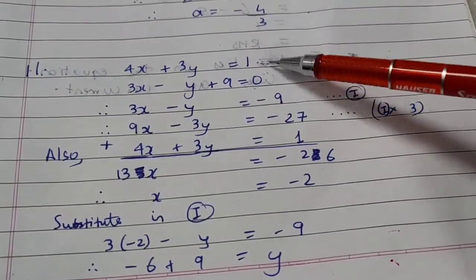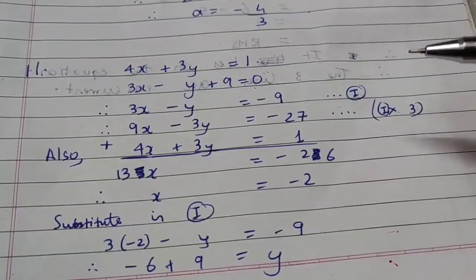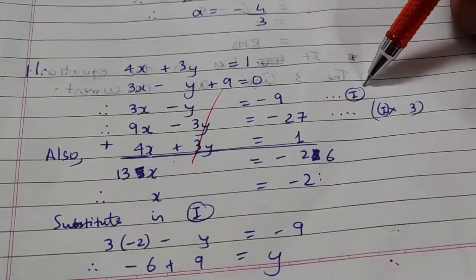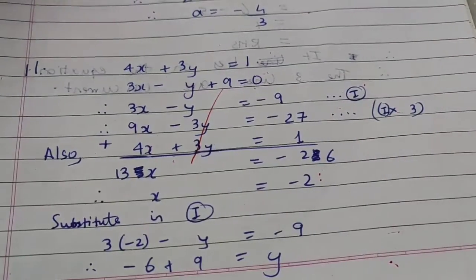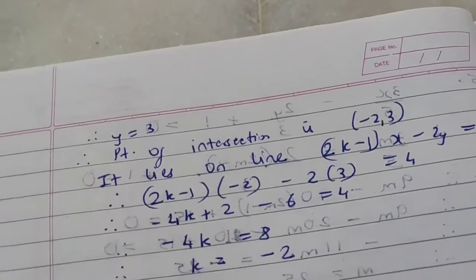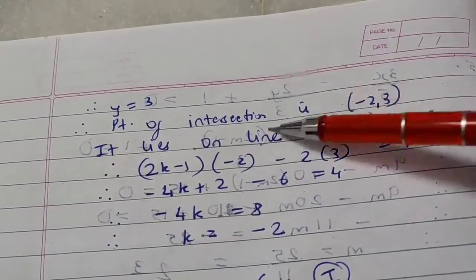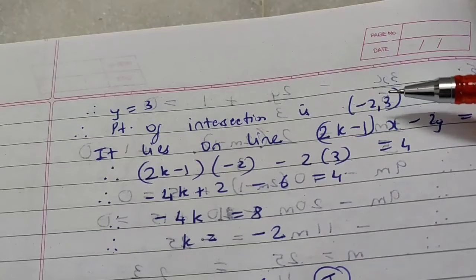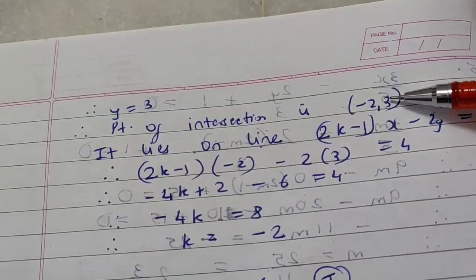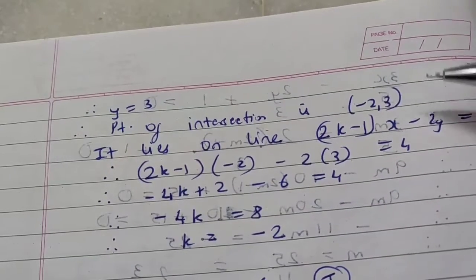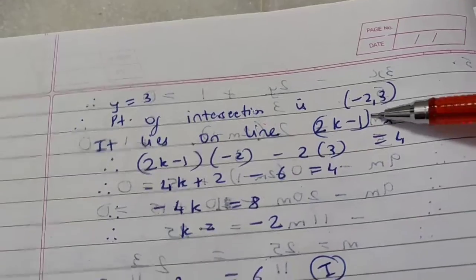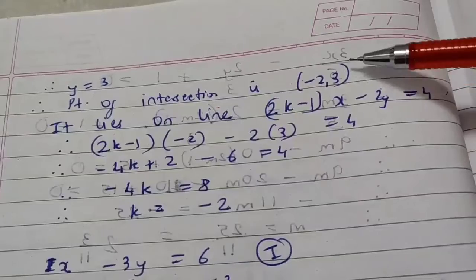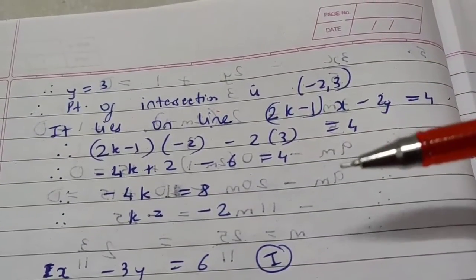So I took the two equations, the second equation I multiplied by 3 so that I can use the elimination method, and 3y by 3y is gone, and get the value of x, and substitute in equation 1 again to get the value of y. And this point x comma y, which I got as -2, 3, is indeed the point of intersection. Now they are saying that the third line also passes through this point. That means it satisfies this equation. So in this third equation, substitute x as -2, y as 3, solve and get the value of k.